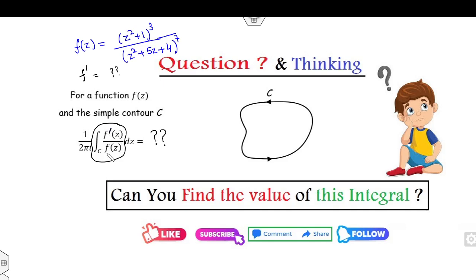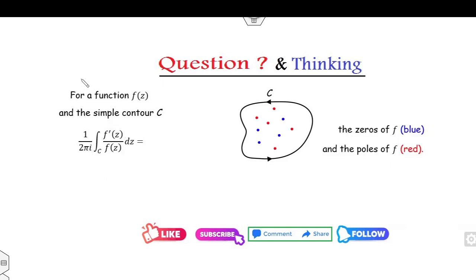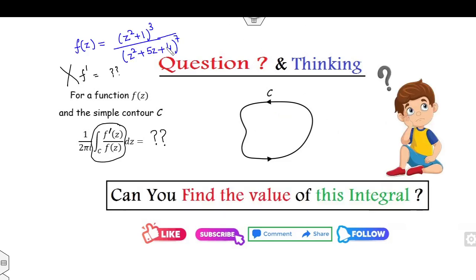The concept is very simple. There is no need to find the value of f dash if you are able to remember the zeros and the poles of the given function. For example, if I consider my function to be this part, can you find the zeros of this function? Can you find the poles of this function? If yes, then you can evaluate this integration within a couple of seconds.